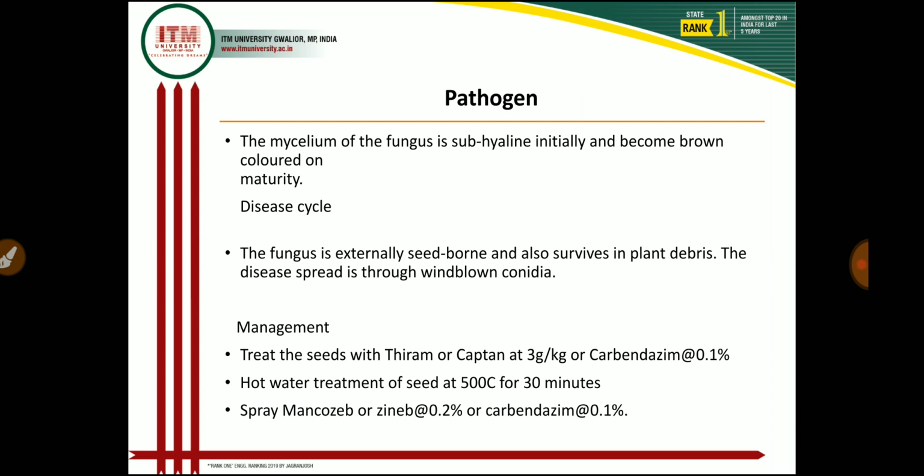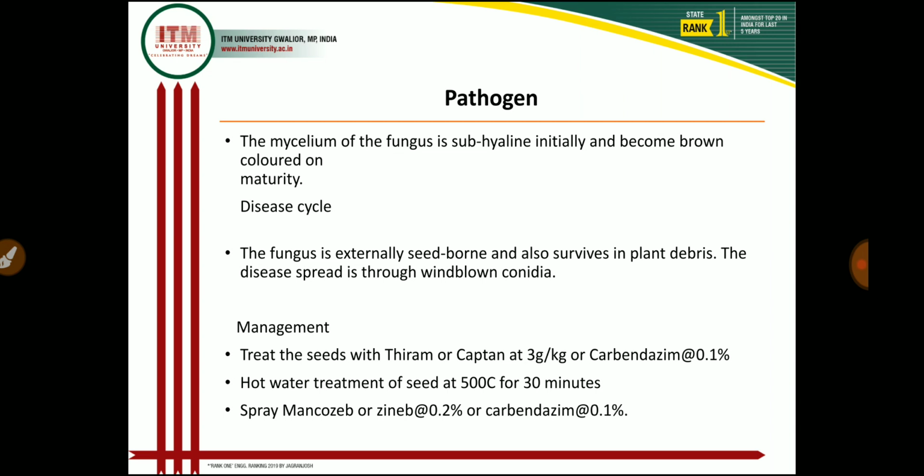So these are the pathogen characteristics of Alternaria carthami. Then in the disease cycle, this fungus is externally seed-borne. So these are examples of externally seed-borne diseases, and this fungus also survives on infected plant debris. And the disease spreads through wind-borne conidia. Because the disease spreads by the wind, within very few days it spreads to the entire field of the safflower crop.